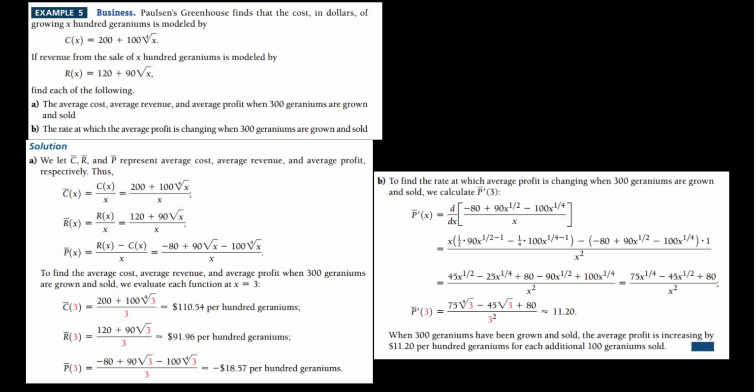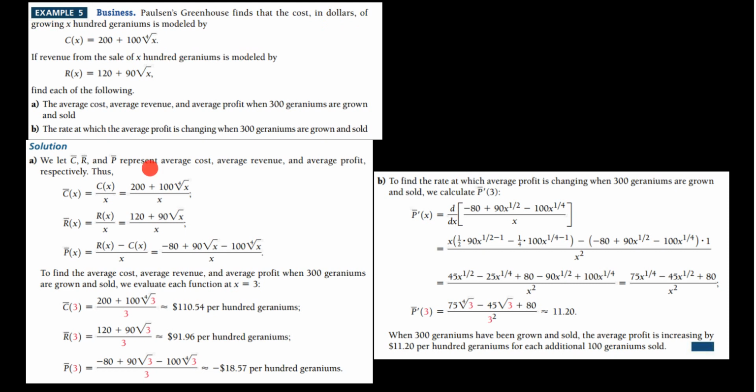Okay, but anyways, so we have our cost function here, our revenue function here. A wants us to find the average cost, average revenue, and average profit when 300 geraniums are sold. So all I have to do here is simply plug in 300 into these equations. But real quickly, the cost in dollars of growing X hundred geraniums, so X is 100. In these equations, you're just going to plug in the number 3.